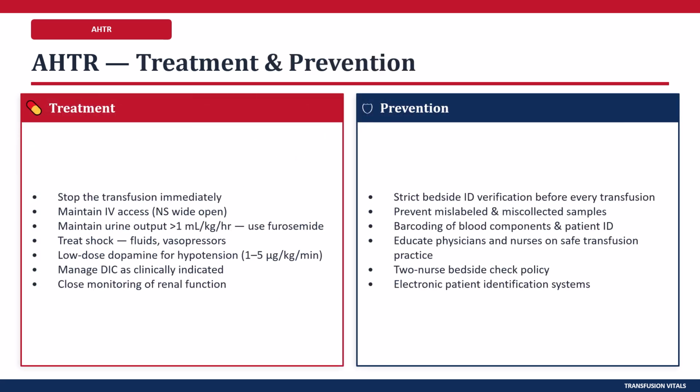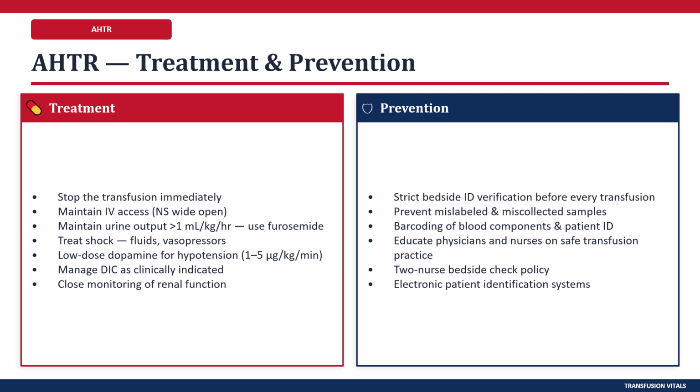Treatment of AHTR is primarily supportive. Stop the transfusion, maintain IV access. Your main goal is to protect the kidneys, keep the urine output above 1 ml per kg per hour, use IV fluid aggressively, add furosemide if needed, treating shock by starting the fluids and if needed low dose of dopamine. For managing DIC, you can use FFP, fresh frozen plasma, cryoprecipitate, or platelets depending on the coagulation picture.